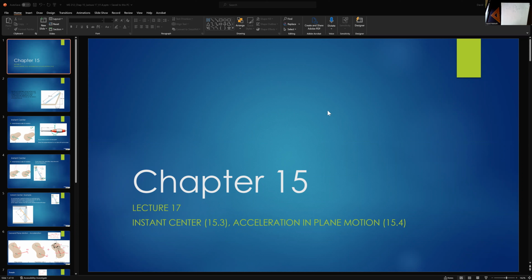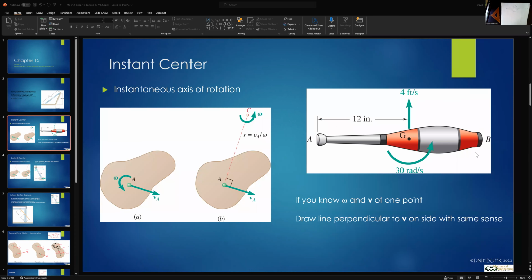So I want to go ahead and do the juggling pin, which looks like this. The entire pin is 20 inches long, so 12 inches here, 8 inches at the other end. Notice our units are feet per second. So we know that this distance is going to be 1, and this distance is going to be 8/12, or 2/3.